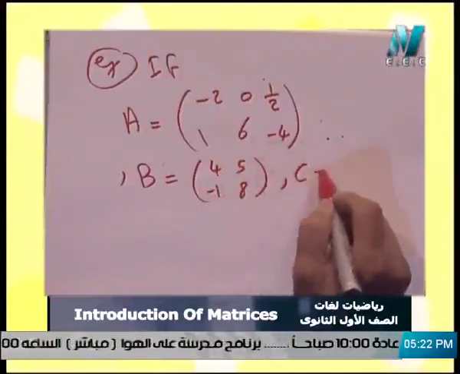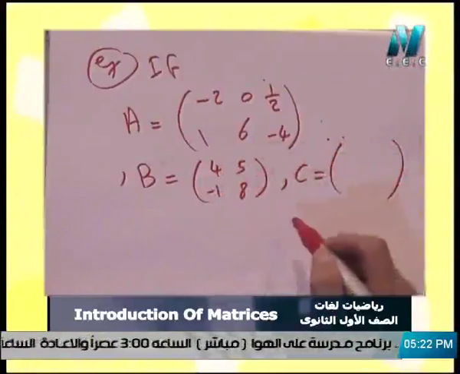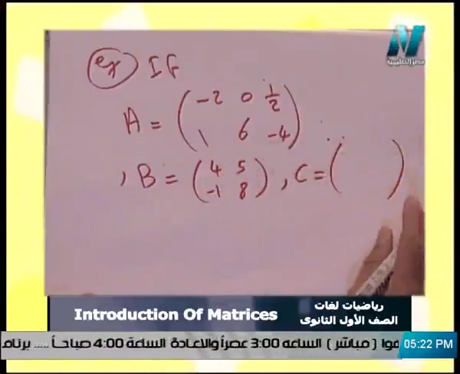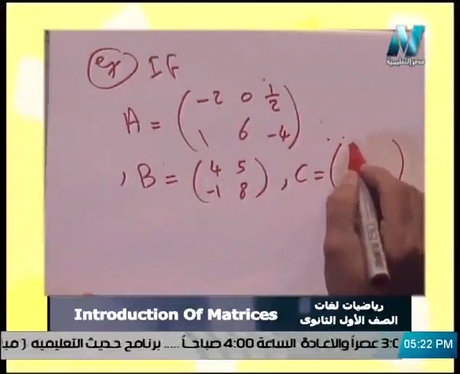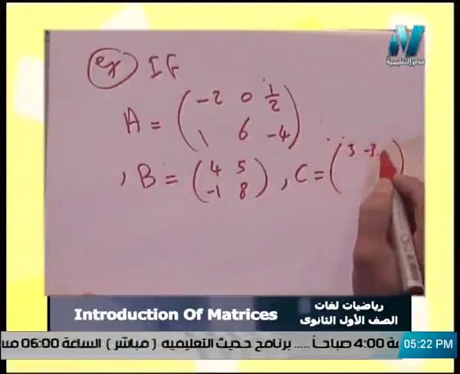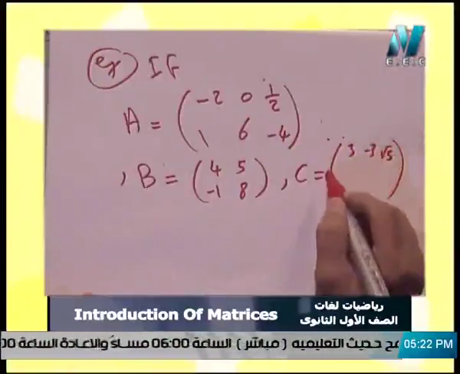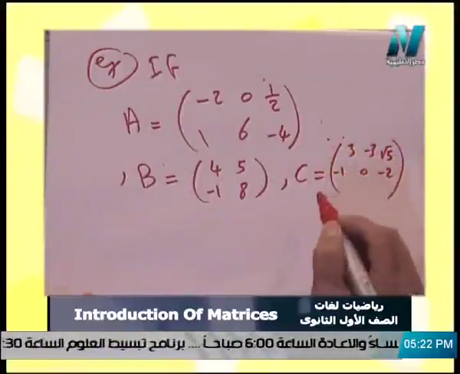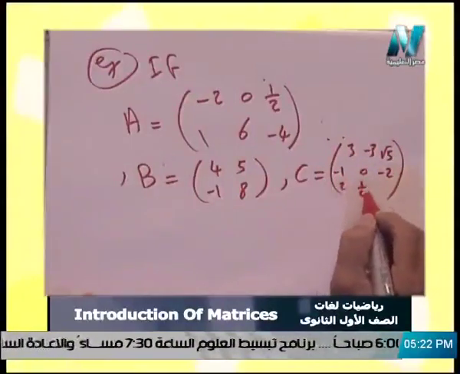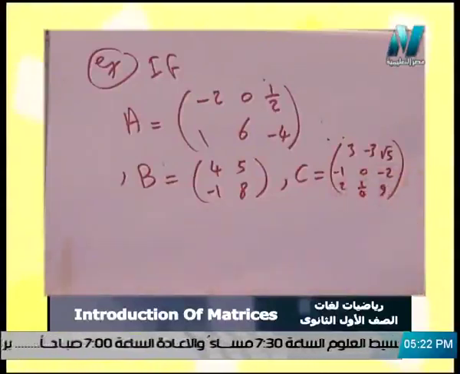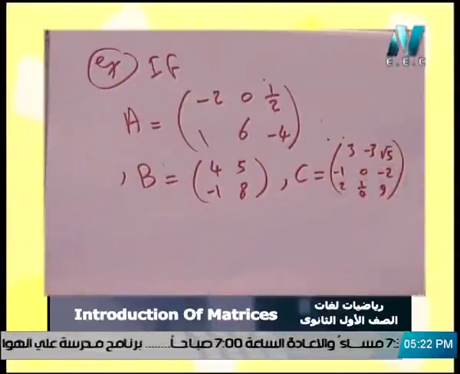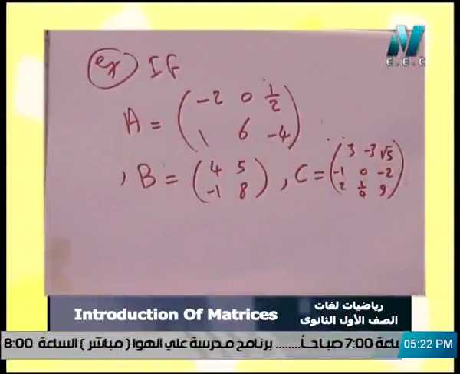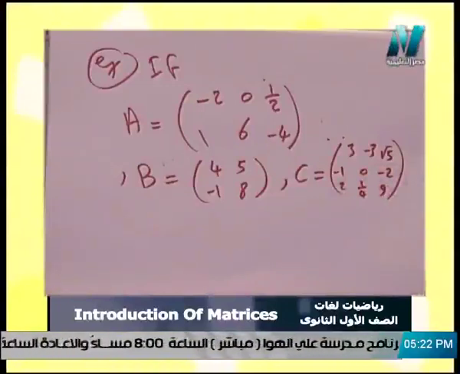We have C, the third matrix here, 3, -3, √5, -1, 0, -2, 2, 1/4, 9, and we would like to find what? To find the order of each one.